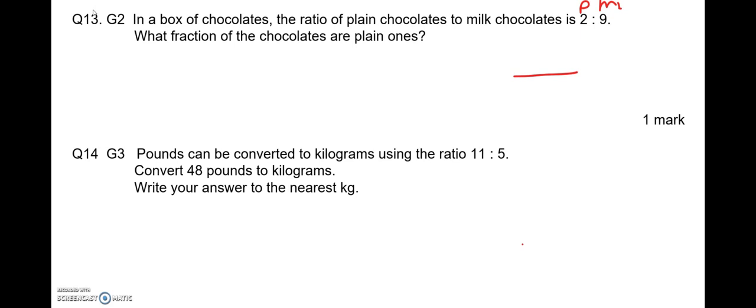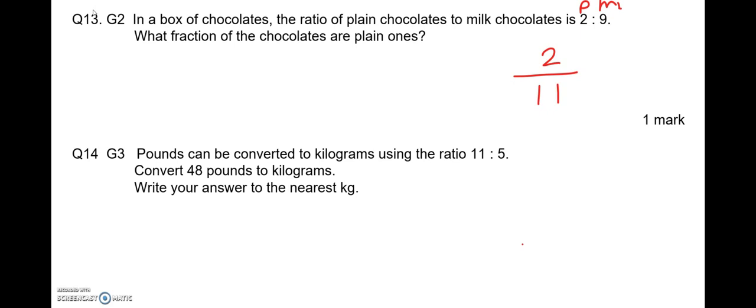Which ones are plain? So plain is 2 out of 2 and 9 makes 11. So 2/11 are plain chocolates. 2/11 of all the chocolates are plain.